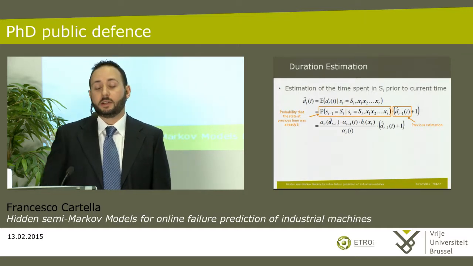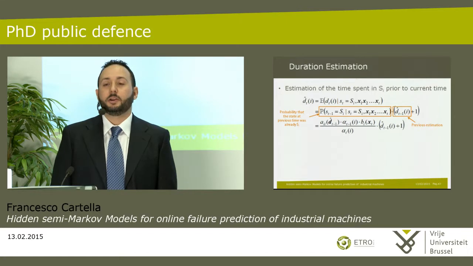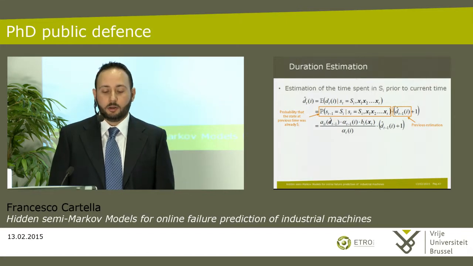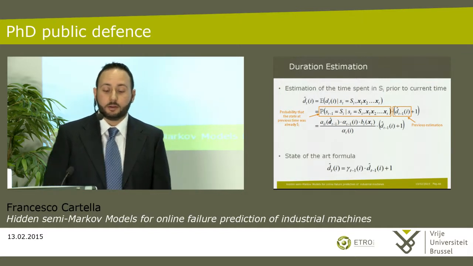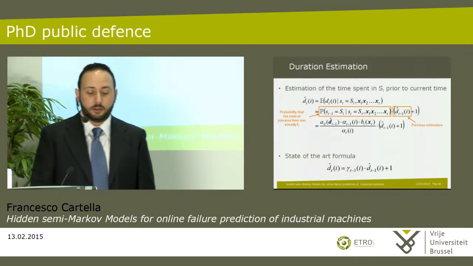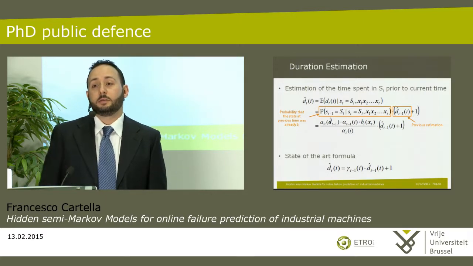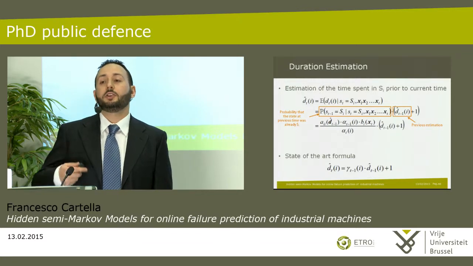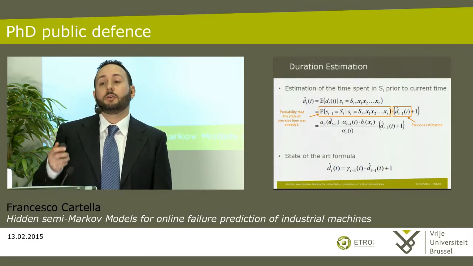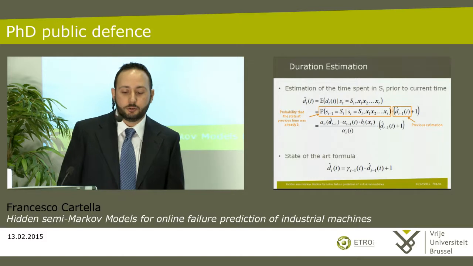And as we can see from this slide, this formula can also be expressed in terms of the parameters of the model and in terms of the forward variable alpha. And if we compare this formula to what is proposed in the state of the art, we can notice that our proposed formula is a little bit more complex. However, as we will see soon, it obtains much better results in terms of accuracy of remaining useful lifetime estimation.